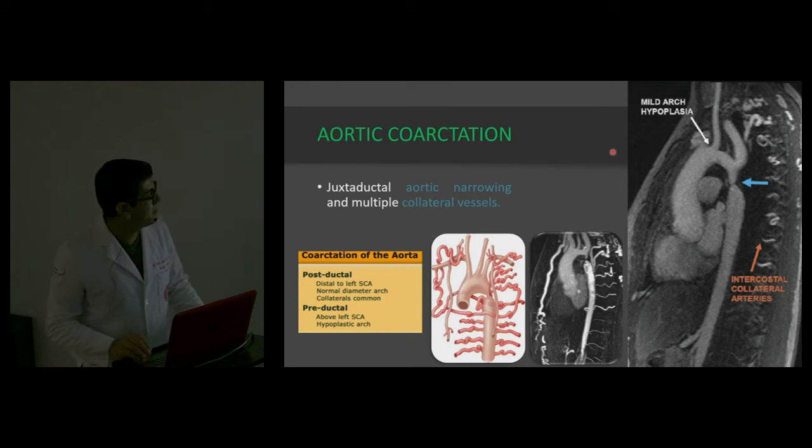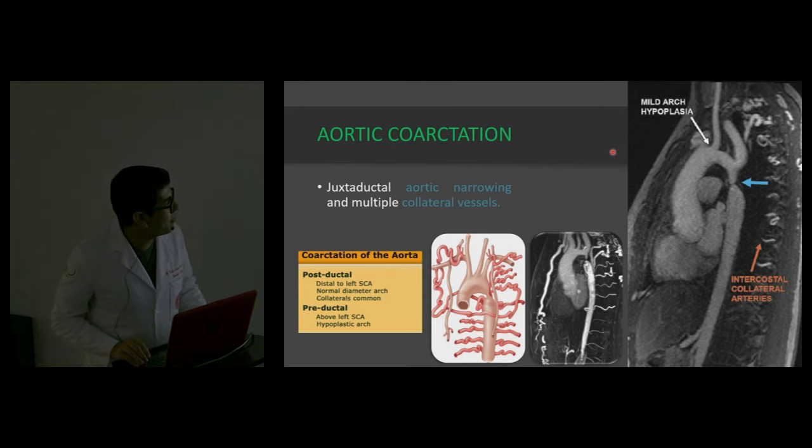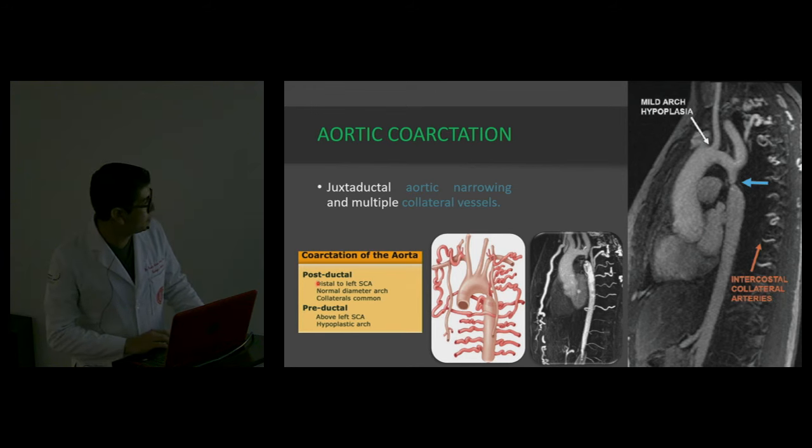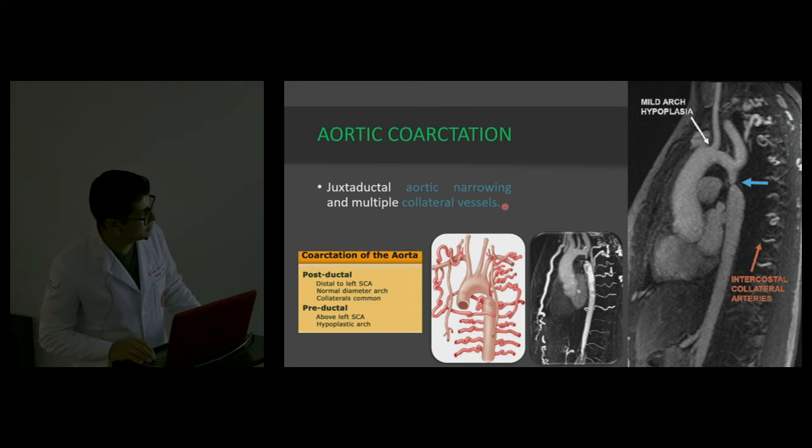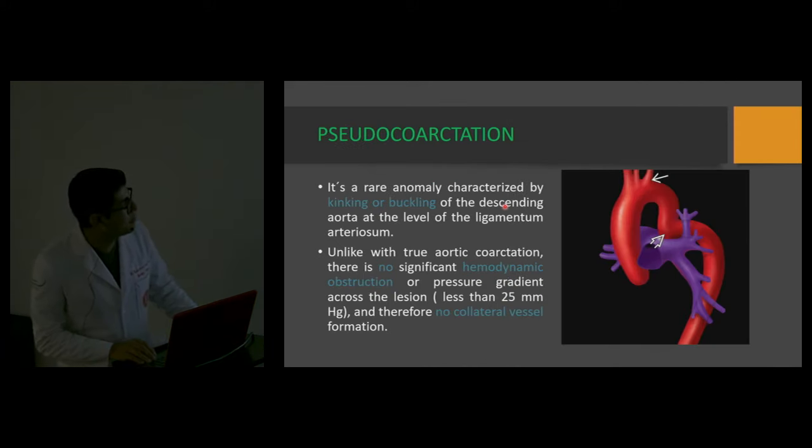Aortic coarctation: juxtaductal aortic narrowing and multiple collateral vessels. It is divided into postductal and preductal, depending on the subclavian artery. If it is distal to the left subclavian artery, it is postductal, and if above the left subclavian artery, it is preductal. And the imaging is showing us the findings.